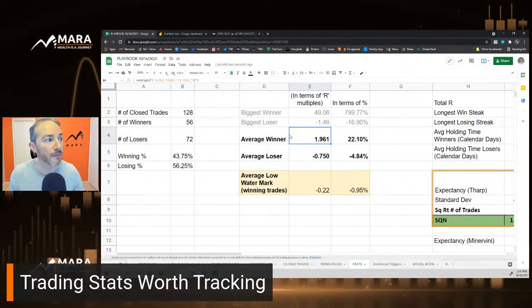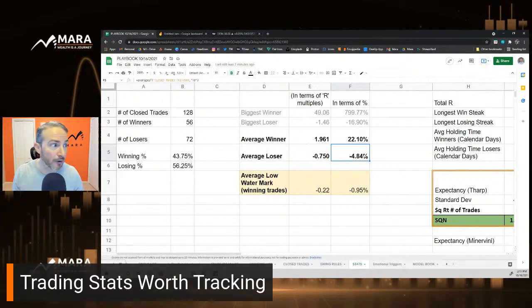A little bit less than two times my risk this year. My average winner has been about 22%. My average loser has lost less than 1R, so losing 0.75R. And the average loser is a little bit under 5%. So this is very valuable information.